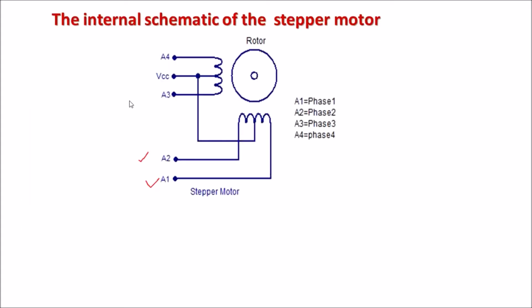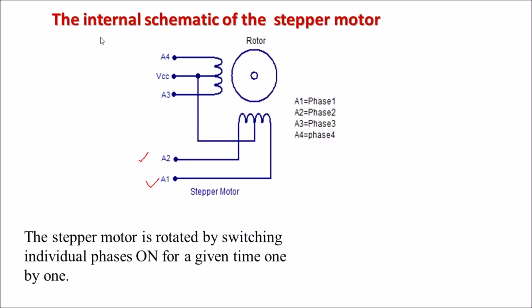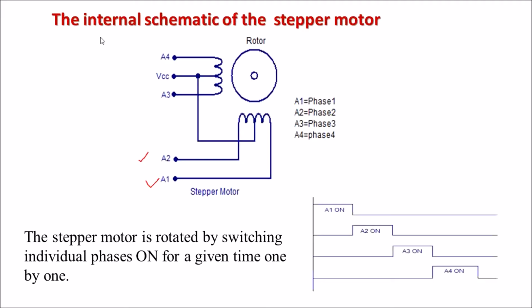This is the internal schematic of the stepper motor. It has 4 coils A1, A2, A3 and A4, and the common terminals of these coils are connected to VCC. So these are the 4 phases of the stepper motor. To rotate this motor, we have to give excitation to the phases in proper order. So the stepper motor is rotated by switching individual phases on for a given time one by one.